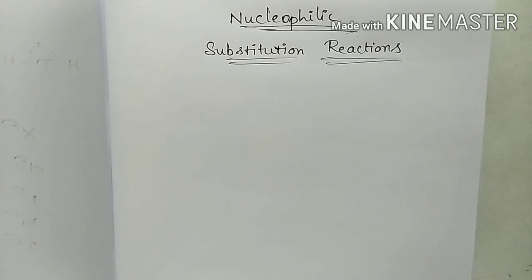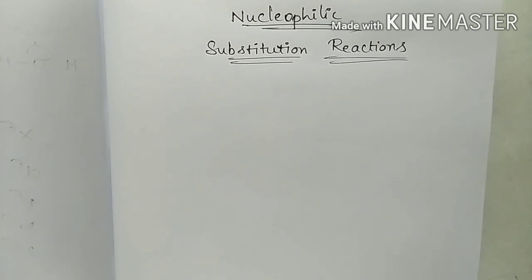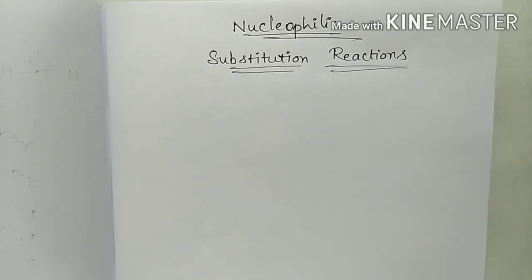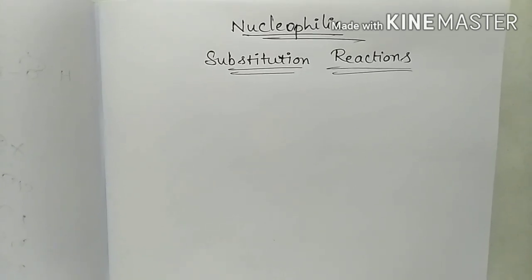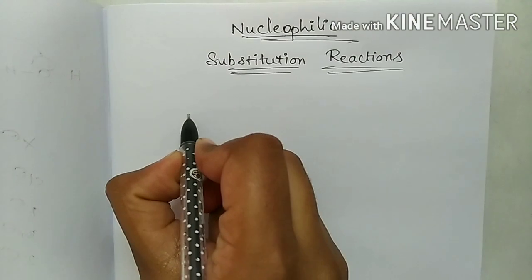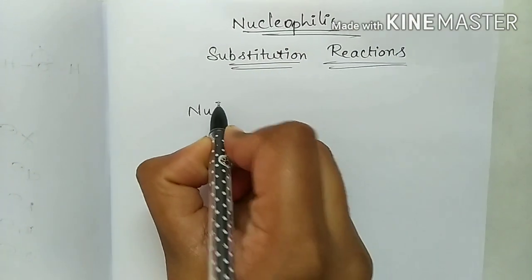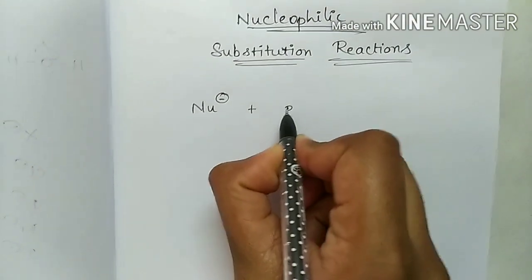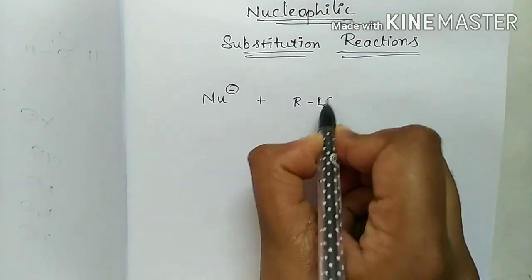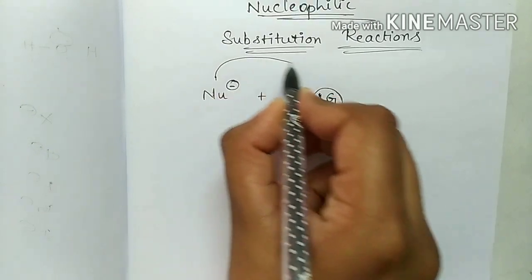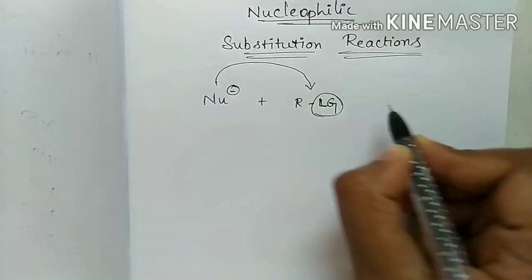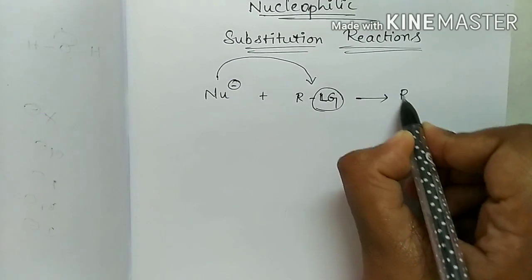Let us first understand what a nucleophilic substitution reaction is. In a nucleophilic substitution reaction, a nucleophile displaces the leaving group of the substrate. Let us suppose this is our nucleophile and this is our substrate. This is the leaving group. So when the nucleophile attacks the substrate, it results in a new product.